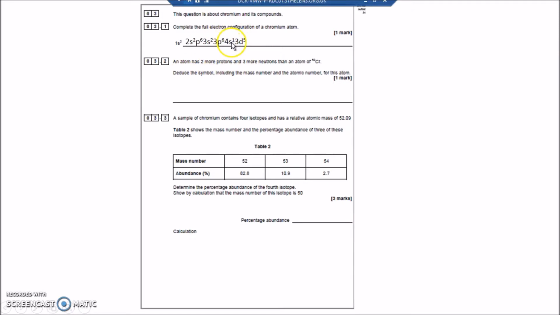Copper does the same and goes 4s1, 3d10, incidentally, to fully fill the 3d level. So a 3d level will become half full or fully full and will take an electron from the 4s to increase its stability. An atom has 2 more protons and 3 more neutrons than an atom of 52Cr.